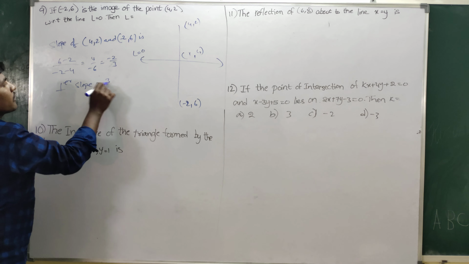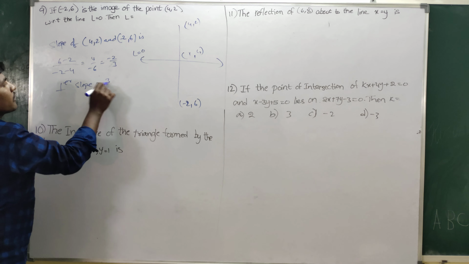required equation of line is, we have a slope and also a point. The formula is y minus y1 equal to m into (x minus x1). Y minus 4 equal to 3 by 2 into (x minus 1). That is 2y minus 8 equal to 3x minus 3. 3x minus 2y plus 5 equal to 0.